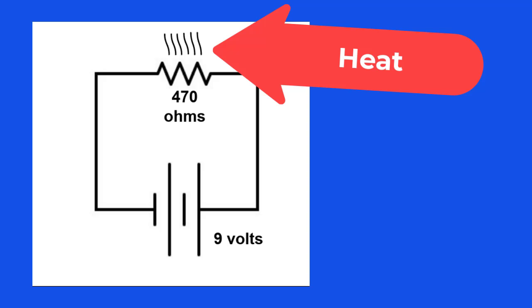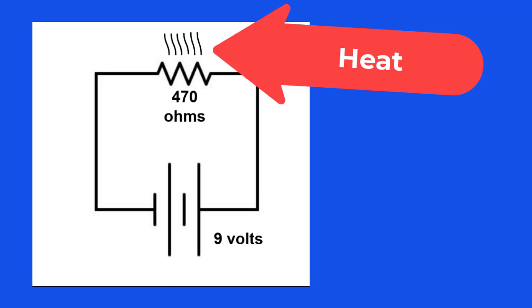Manufacturers of electronic components give a wattage rating to their products, or they specify how much voltage to apply and how much current will flow. All this information is important for designing and repairing electronic devices.